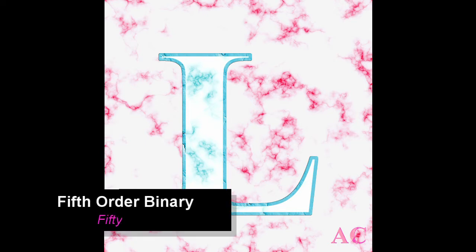In this episode, I'm going to talk about the 32nd track in my extended release album 50. It's called Fifth Order Binary. A binary numbering system is a place value numbering system with a base power of 2. So the first place value would be 2 to the 0 power.